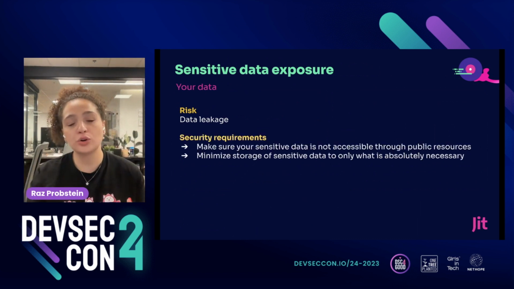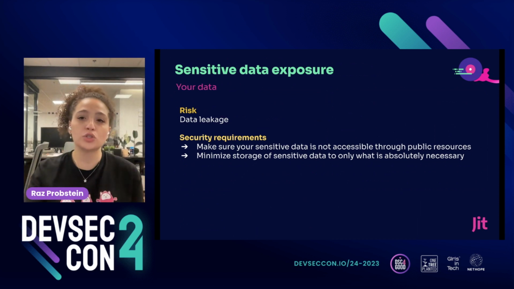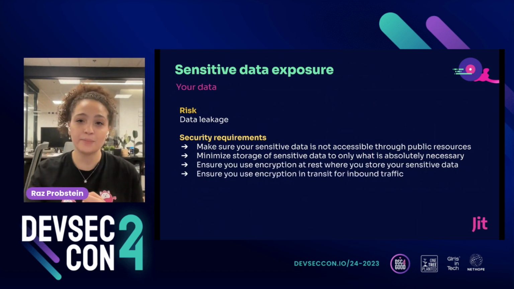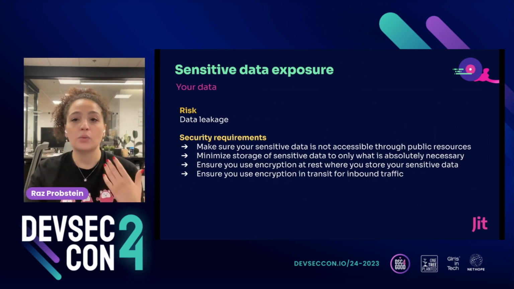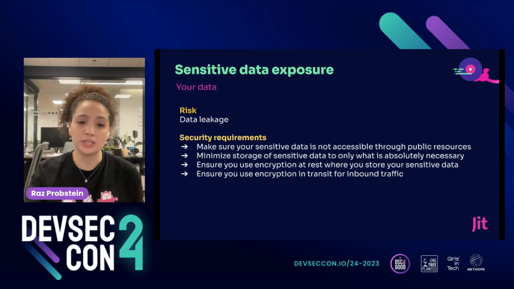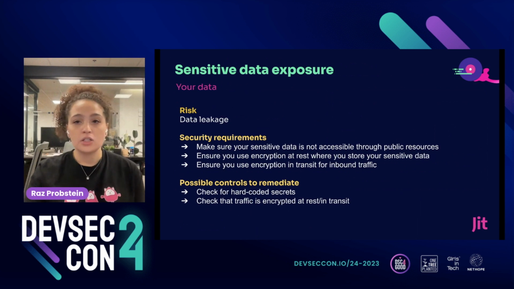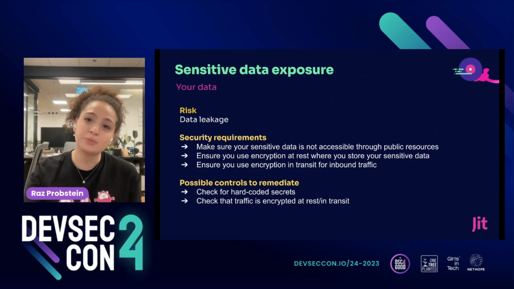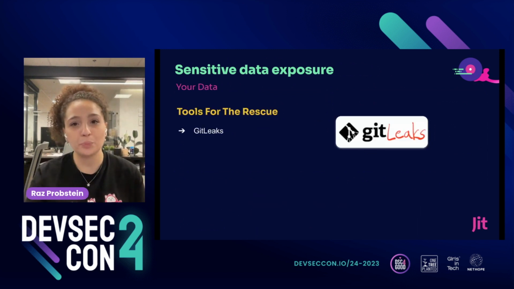So we need to make sure that our sensitive data is not accessible from public resources. We need to store as little as possible, which means we're only storing what is actually necessary. We need to make sure that we're encrypting the stored sensitive data. We need to encrypt the data that is flowing in runtime. So we want a tool that searches for hard-coded secrets, and we want a tool that checks that the traffic is encrypted at rest and in transit as well.